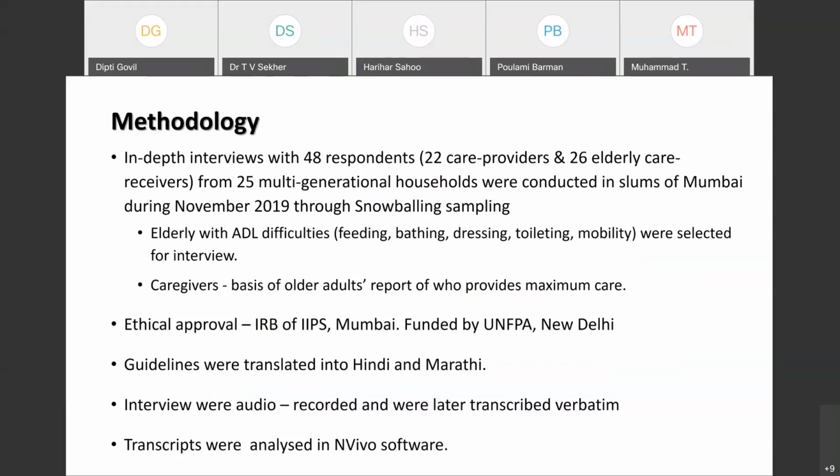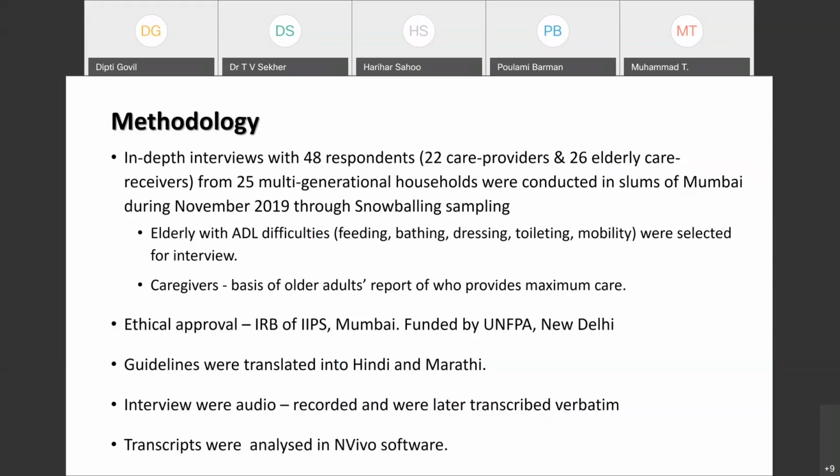The major criterion which we implemented is that the elderly had to have ADL difficulties. Generally, all elderly have some level of ADL difficulties, but we wanted to make sure that we only got households which have ADL difficulties and therefore need caregiving. The ADL difficulties we included were feeding, bedding, dressing, toileting, mobility, etc. And so they were selected.